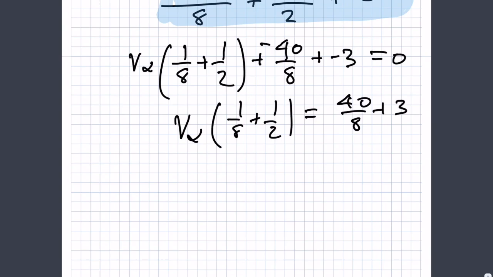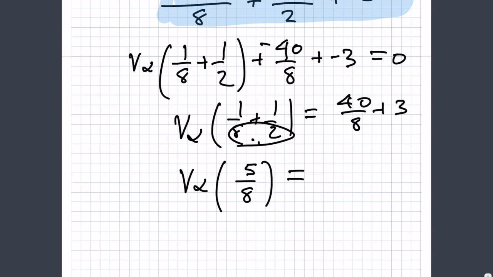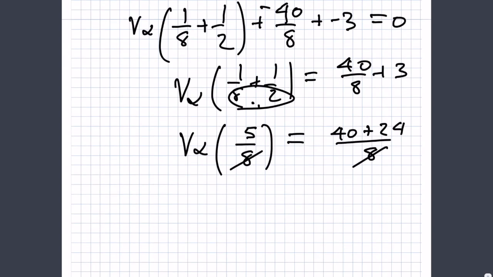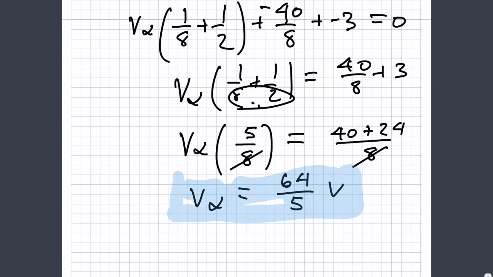And now I need to find a common denominator, which on this side of the equation would be 8. So that would be 5/8 is equal to 40 plus 3 times 8 is 24 over 8. The 8's cancel. So V alpha is 64 divided by 5. Okay, and that's in volts. All right, so that's part B. So you see that's pretty simple to do.